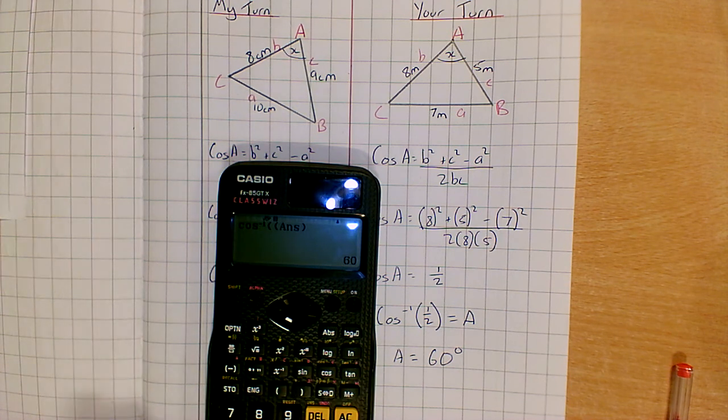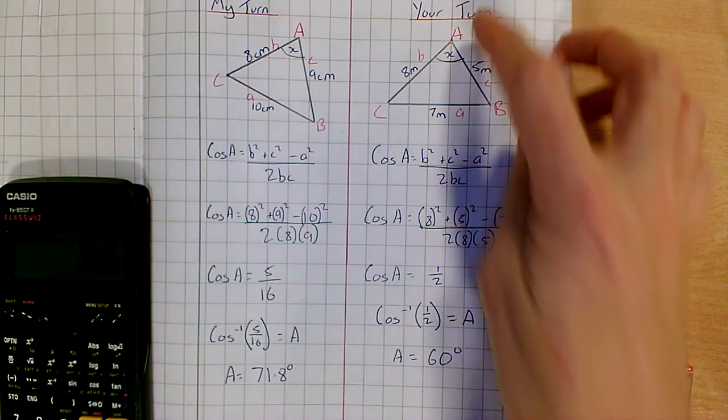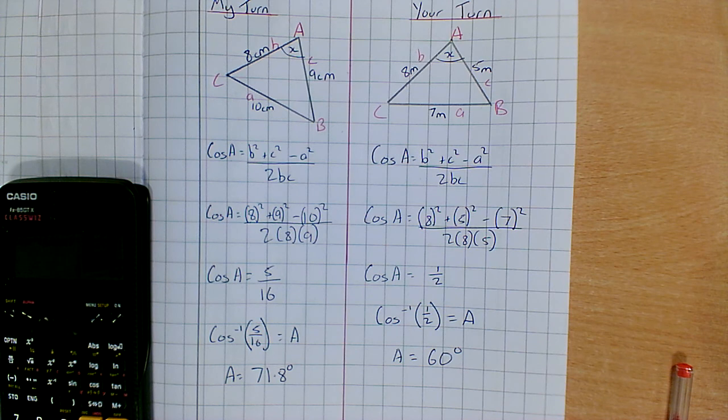Okay, so you get an answer of 60 degrees for A, for the your turn question.